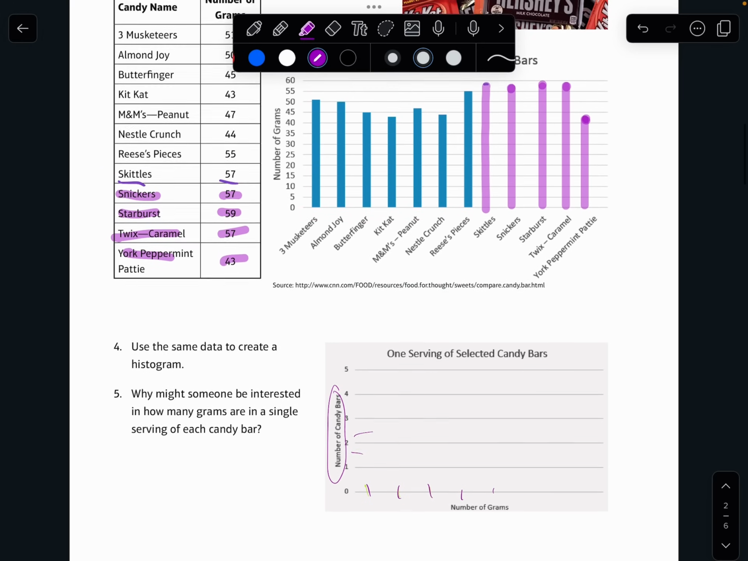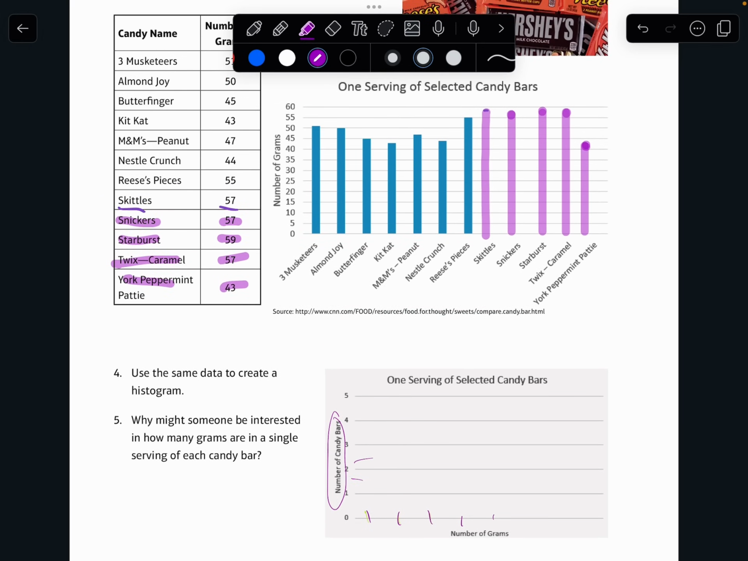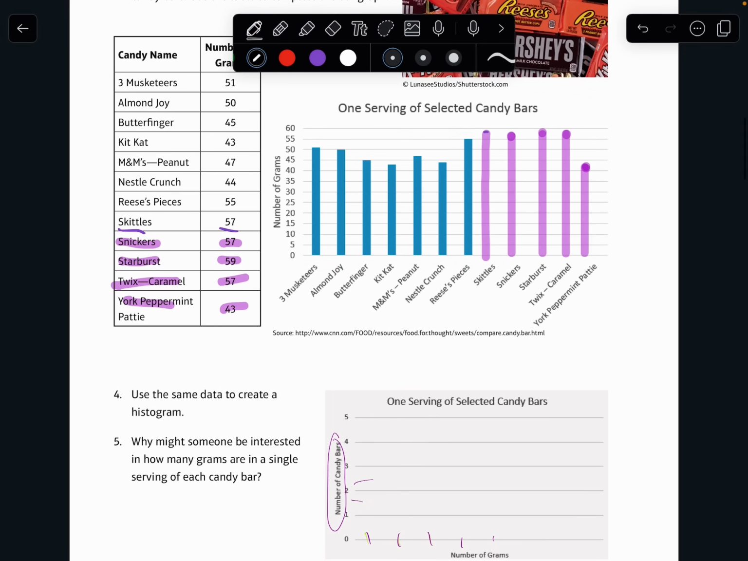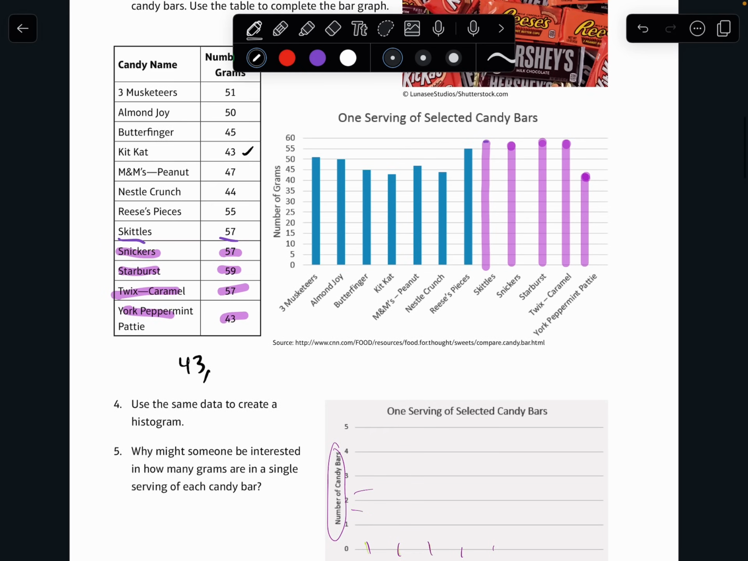All right. So now what we're doing is using the same data to create a histogram. Let me just reorganize this a little bit. Right now I'm going to go from least to greatest. The fewest I see is 44. So I'm going to put 43 here. There is another 43, so 43. Then let's see if there's 44, so 44. There's no other 44, but we do have a 45, so 45. 46, we don't have 46, but we do have a 47, so 47.